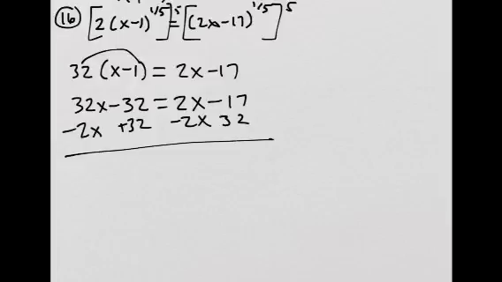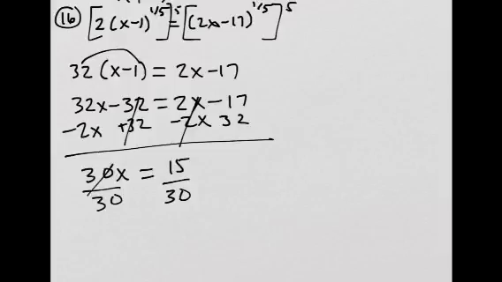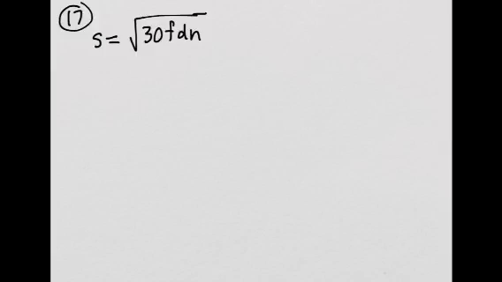Okay, so that gives you 30x, cancels there, equals 15. Divide by 30, and so x is 1/2.